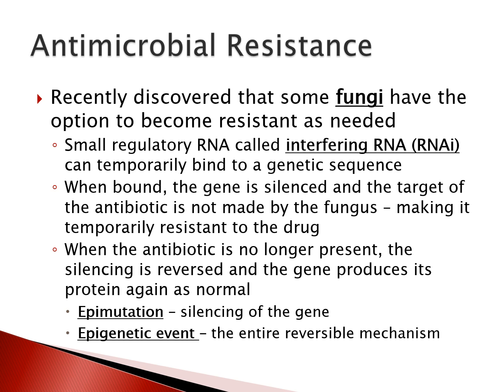Another recently discovered antimicrobial resistance feature has been these interfering RNA or RNAi features, which have the ability to remove or turn off the feature that makes the cell susceptible to the antimicrobial itself. So they'll turn the feature off and then turn it back on when it's safe. So it's called epimutation when they silence the gene, and an epigenetic event when the entire reversible mechanism happens. So kind of interesting. Now, we've discovered this in fungi primarily. So that antimicrobial is going to be an antifungal, not an antibiotic.